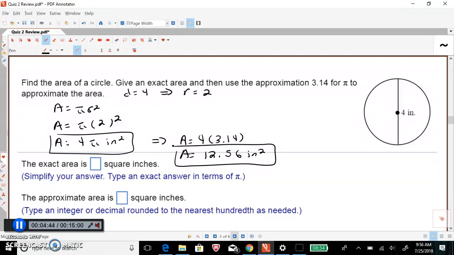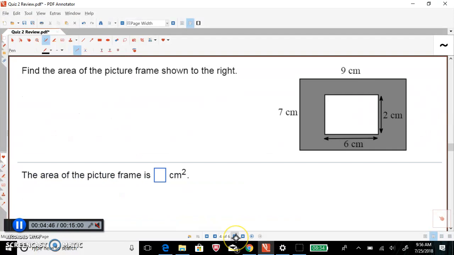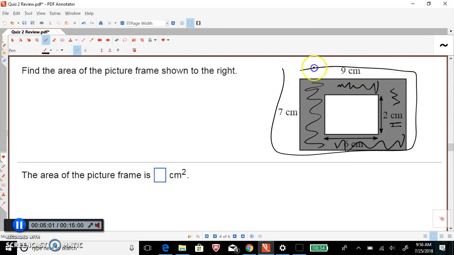Alrighty, let's look at one more problem. It says to find the area of the picture frame shown to the right. So we're going to find the area of this shaded portion here. So the area of the entire frame, including the cutouts, I'll call that full area, would be 9 times 7 because the area of a rectangle is length times width.